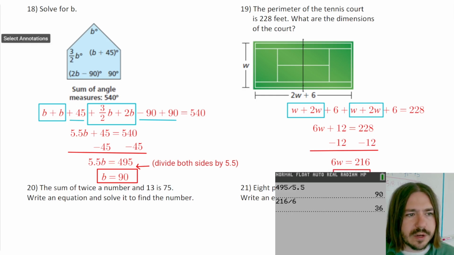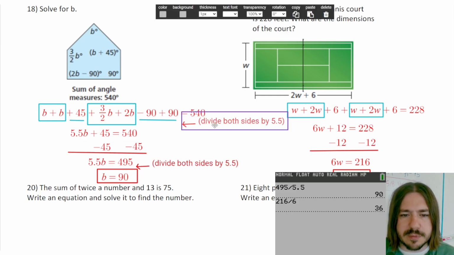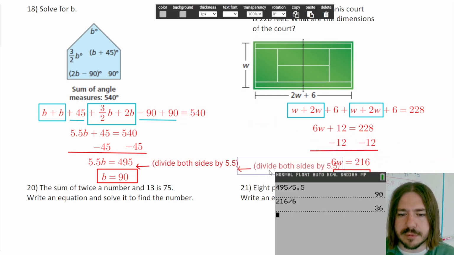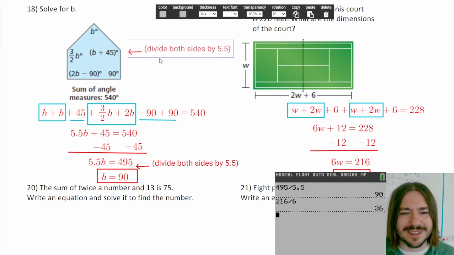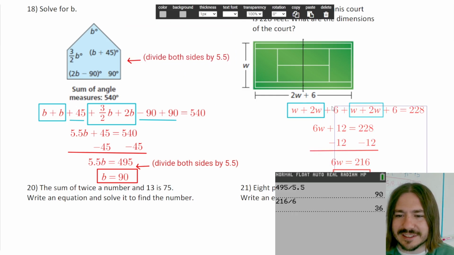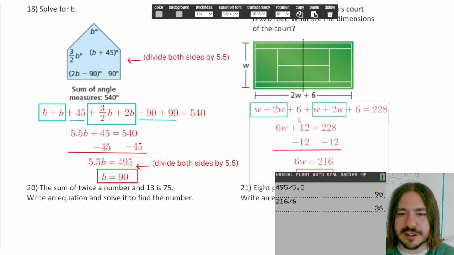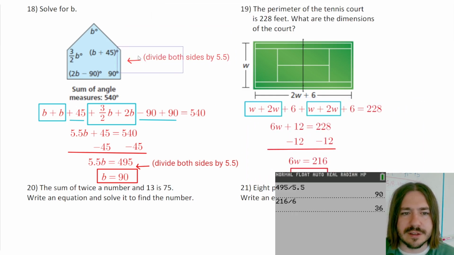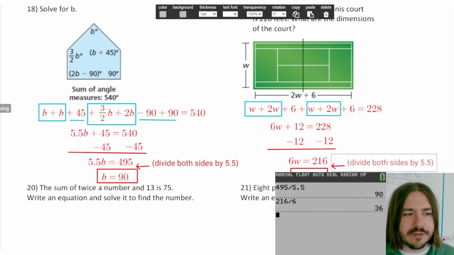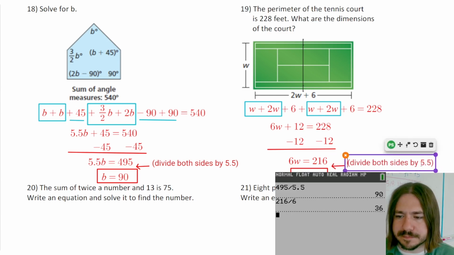Just like with the last one, I kind of ran out of room for that last division step. So I'm just going to make a note here, like I did before. That's not going to fit either. Let's just move all this stuff over here, just move it over a little bit. And here we want to divide both sides by 6.